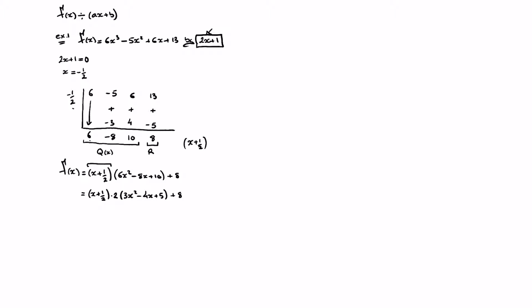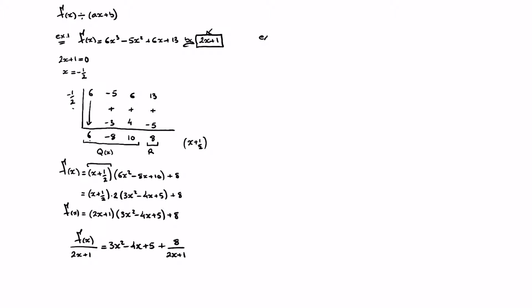Now, distributing this 2 across the first parentheses leads us to 2x plus 1, which is what we were after, times this new quotient function, 3x squared minus 4x plus 5, plus 8. And this is what we're after. All we need to do now is divide both sides of this by 2x plus 1 to write down the final answer. F of x divided by 2x plus 1 equals 3x squared minus 4x plus 5 plus 8 over 2x plus 1. And there we go. Let's look at one more example.